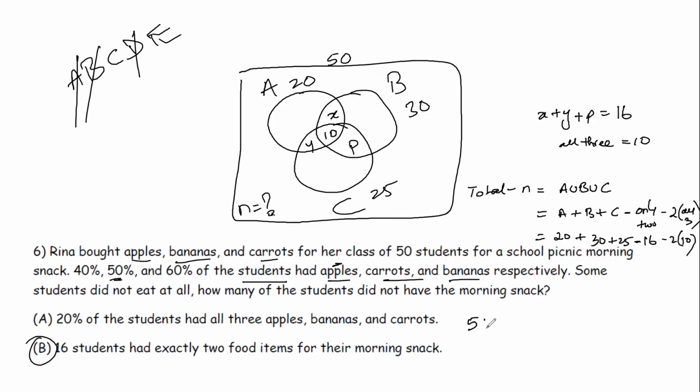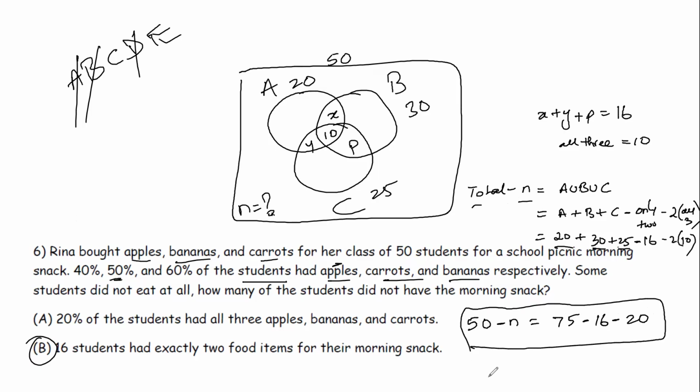So 50 minus n, that is total minus n, is equal to 20 plus 30 plus 25, which is 75, minus only 2, that is 16, and minus twice all 3, 20. Oh yeah, so now together we get the answer. We get the n value, correct? So 50 minus n is equal to 75 minus 36. So 50 minus n is equal to 39. So n is 11. Perfect.